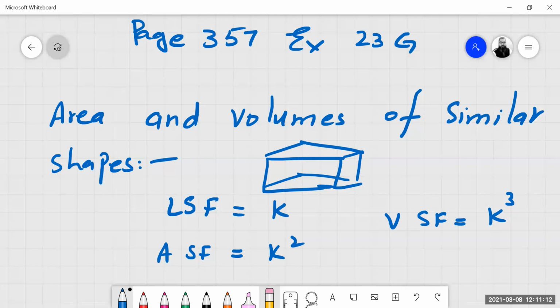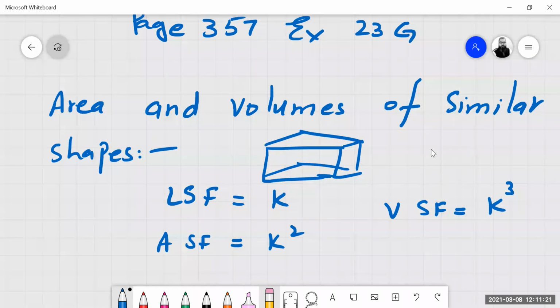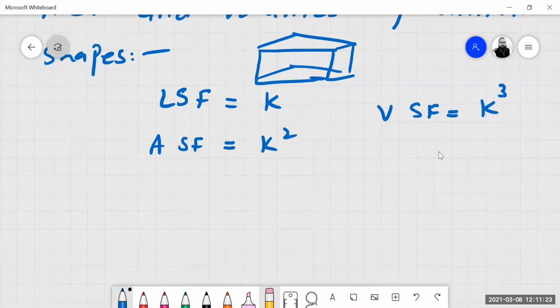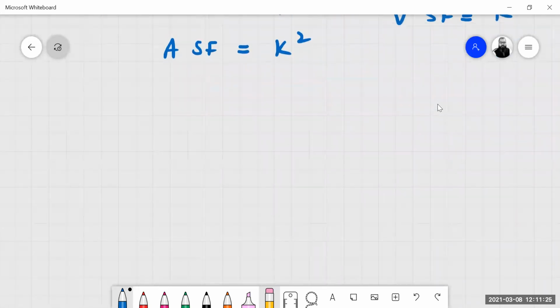Generally, the relationship between the shapes can be expressed as length ratio x:y, area ratio x square:y square, and volume ratio x cube:y cube. Length ratio is a one-dimensional diagram, area ratio a two-dimensional diagram, and volume ratio a three-dimensional diagram. Now come to the exercise example.